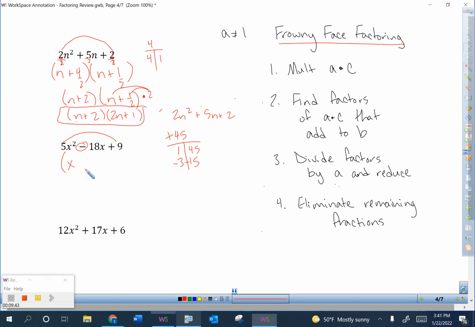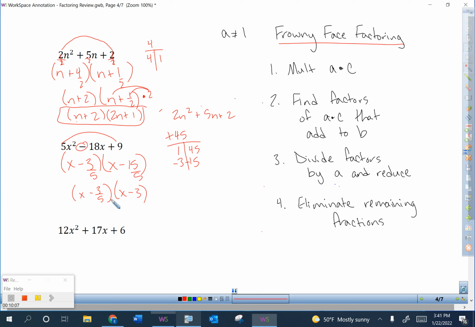Starting out, just like the previous slide, x minus 3, just plopping them in there. But the problem is that doesn't multiply to 5x squared, so we've got to divide by 5. Divide by the a factor and reduce. So this first piece doesn't reduce, leave it alone. But the second part does. That is x minus 3.